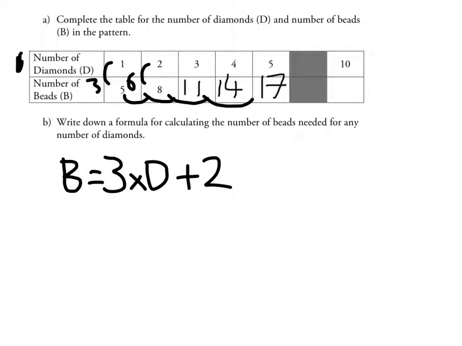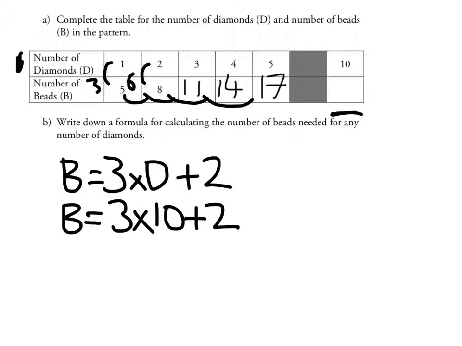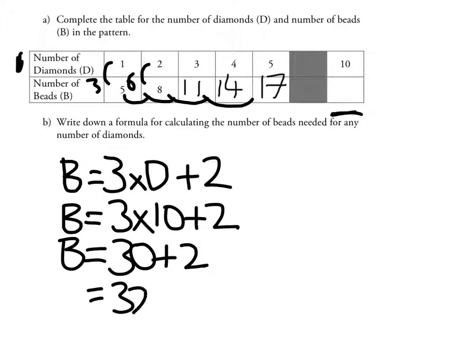Now, I need to fill in my table. I've still got to work out how many beads I need if I've got 10 diamonds. So I'm going to replace the D in my formula with 10. So 3 times 10 plus 2. 3 times 10 is 30. 30 plus 2 is 32. So fill in my table, 32.